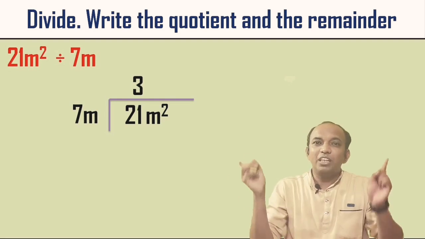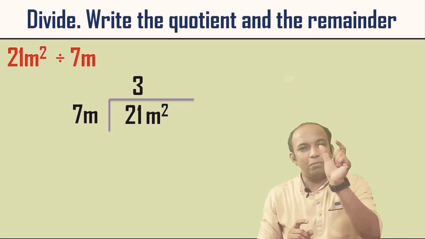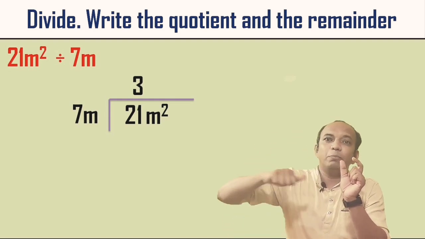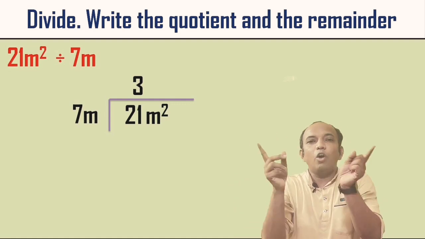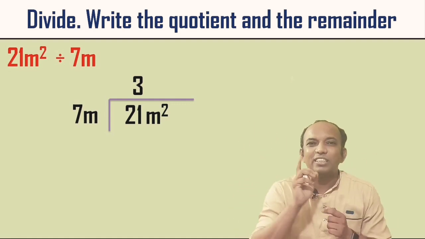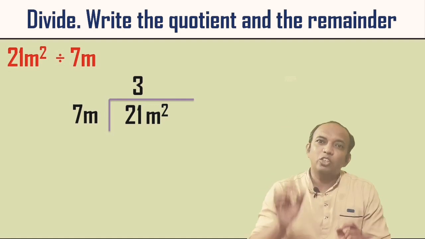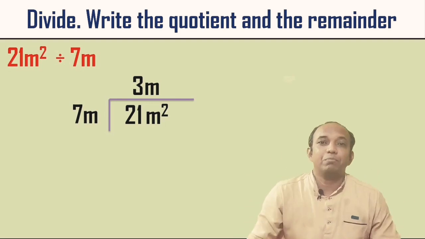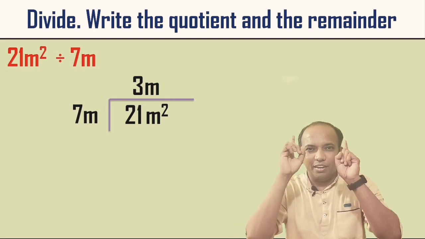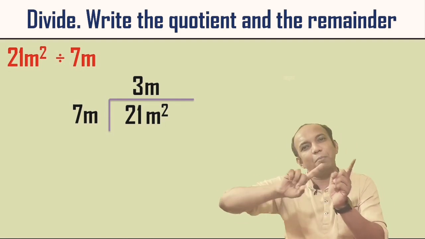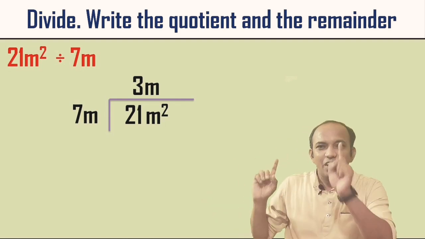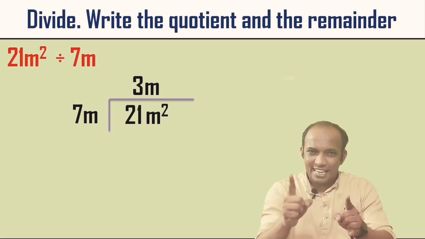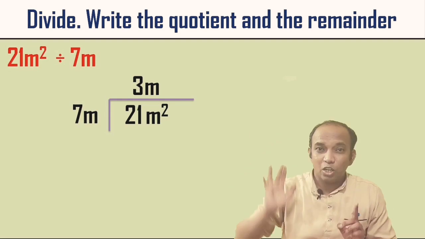Now check out the letters. We have 7m, that means m has power 1. For the dividend, we have m square, right? So power is 2. Now what is the difference between 2 and 1? What is the answer? Yes, 1. So that means only 1m we will write in the quotient. Clear? One more time. Very first we are going to see the number in the divisor and the number in the dividend. In the divisor we have 7 and in the dividend we have 21. Do we have 21 in the 7's table? Yes, 7 3s are 21. So we wrote 3 in the quotient.